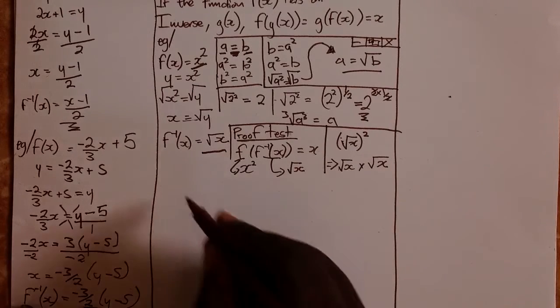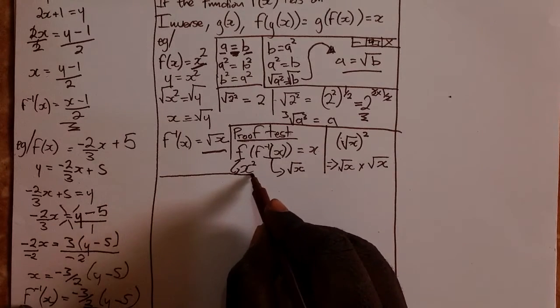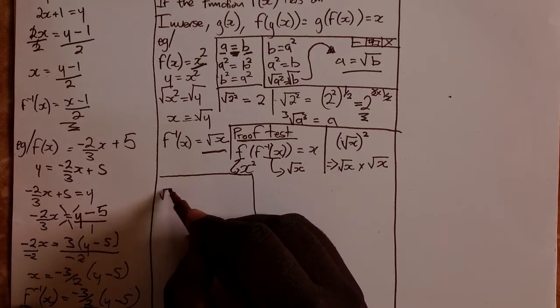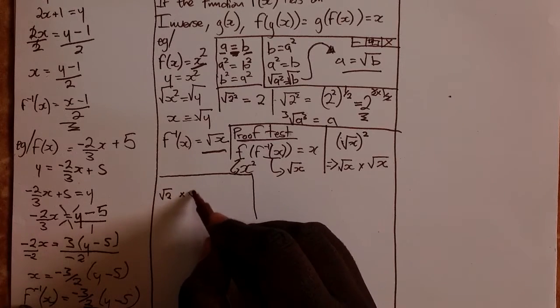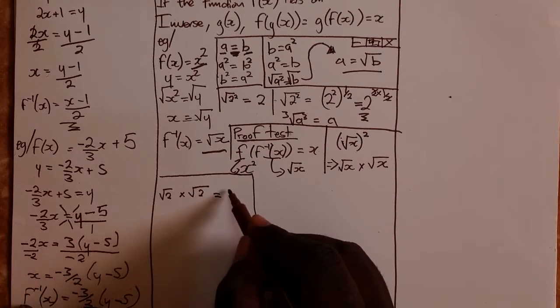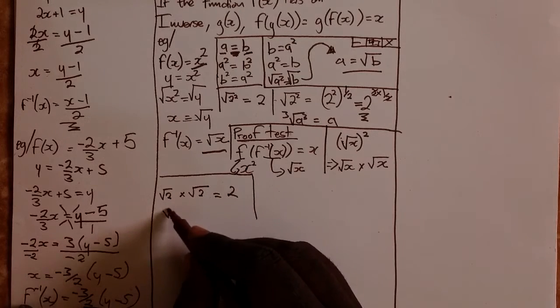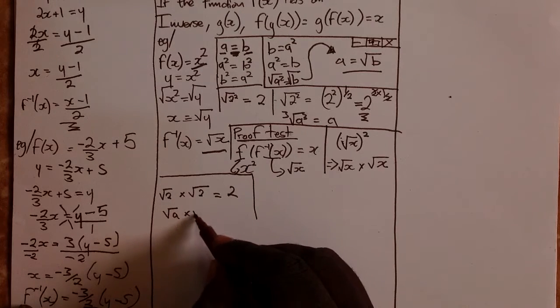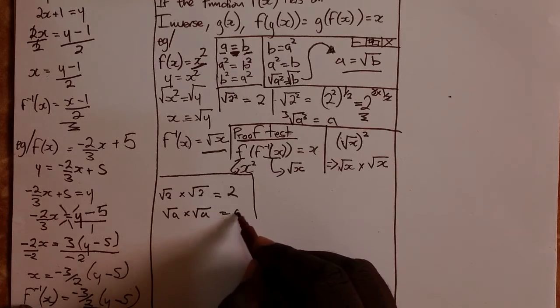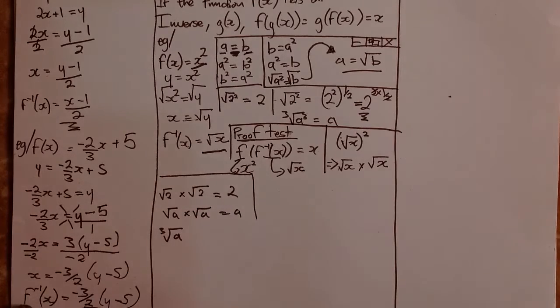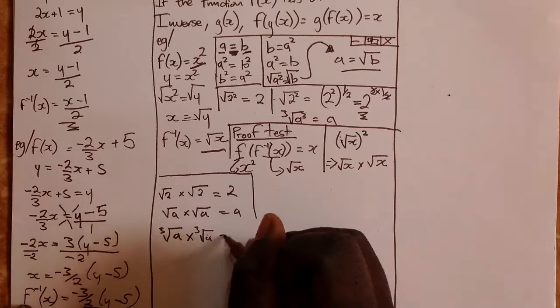So let's open a new window. What do we know? If we have the square root of 2 and multiply it by the square root of 2, and you can prove this by testing it on your calculators, we get 2. So this means the square root of any value multiplied by itself will give us the same value. And it doesn't matter, we can also say the cube root of a multiplied by the cube root of a will still give us a.